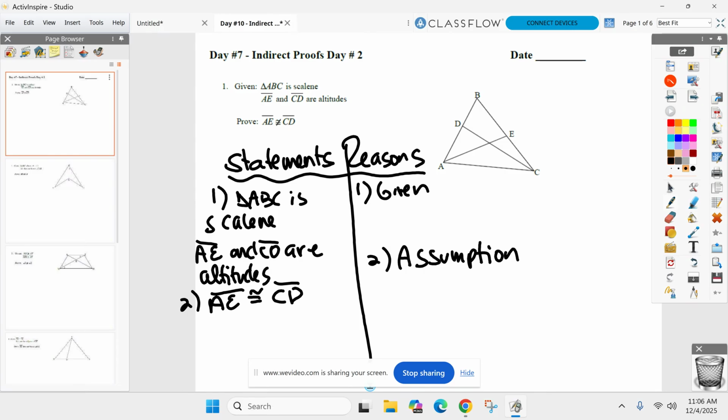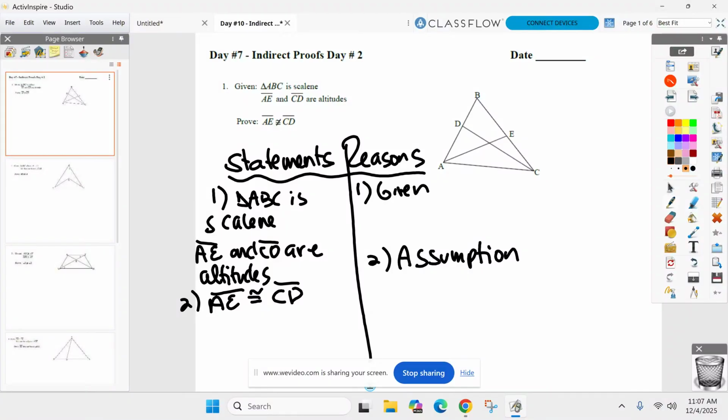Show two congruent sides, right? That's how we could contradict that. A triangle wouldn't be scalene if it has two congruent sides. So that's the one we're going to contradict. We're going to contradict this thing being scalene by saying, hey, somewhere in triangle ABC, there's two congruent sides, because that would contradict the statement it's scalene.